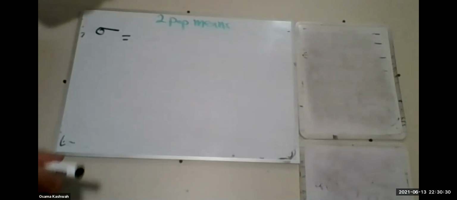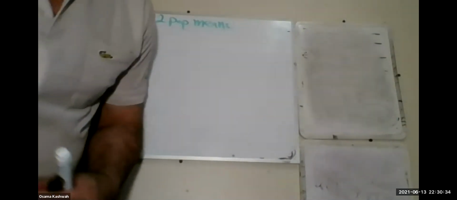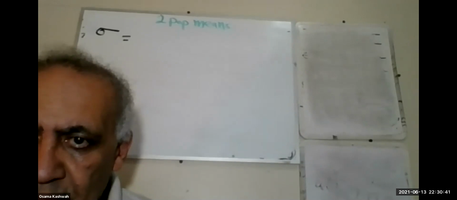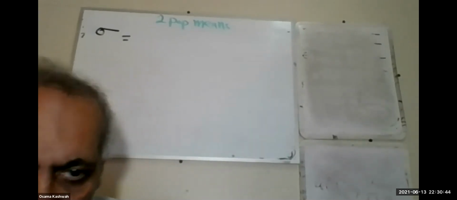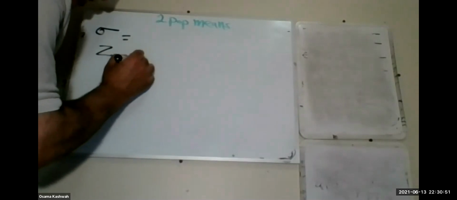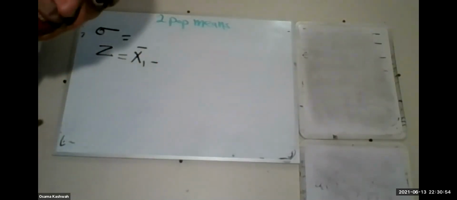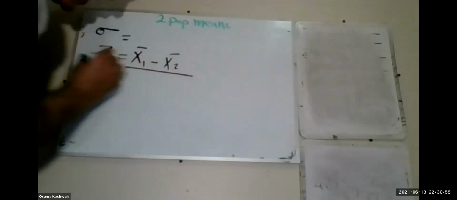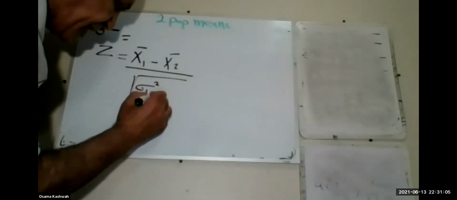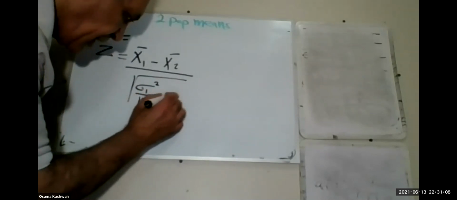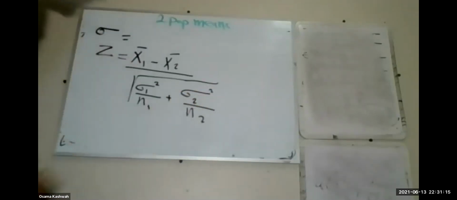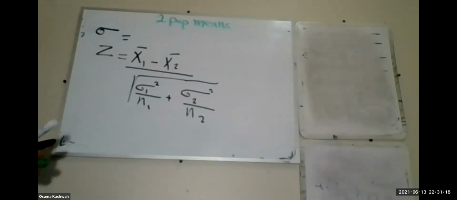Okay, if sigma of the population is known, then z equals x bar 1 minus x bar 2, divided by the square root of sigma 1 squared divided by n1 plus sigma 2 squared divided by n2. So this will be the case if sigma is known.